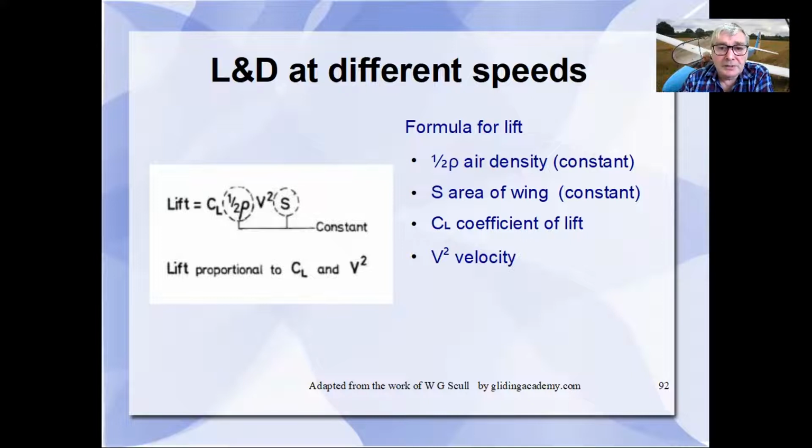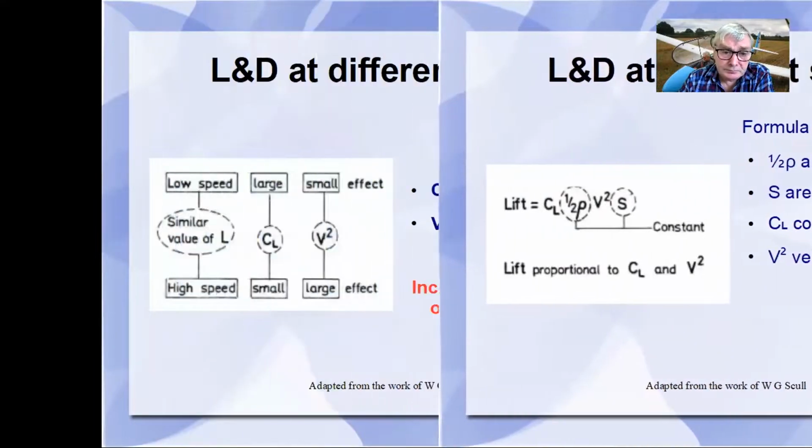The total lift equals the coefficient of lift times half rho v squared S. And half rho is the air density, which we consider to be a constant. S is the area of the wing, and we consider that to be a constant. And that means that we've got two things that can vary: the coefficient of lift, or the angle of attack, and the velocity. And they trade off between each other.